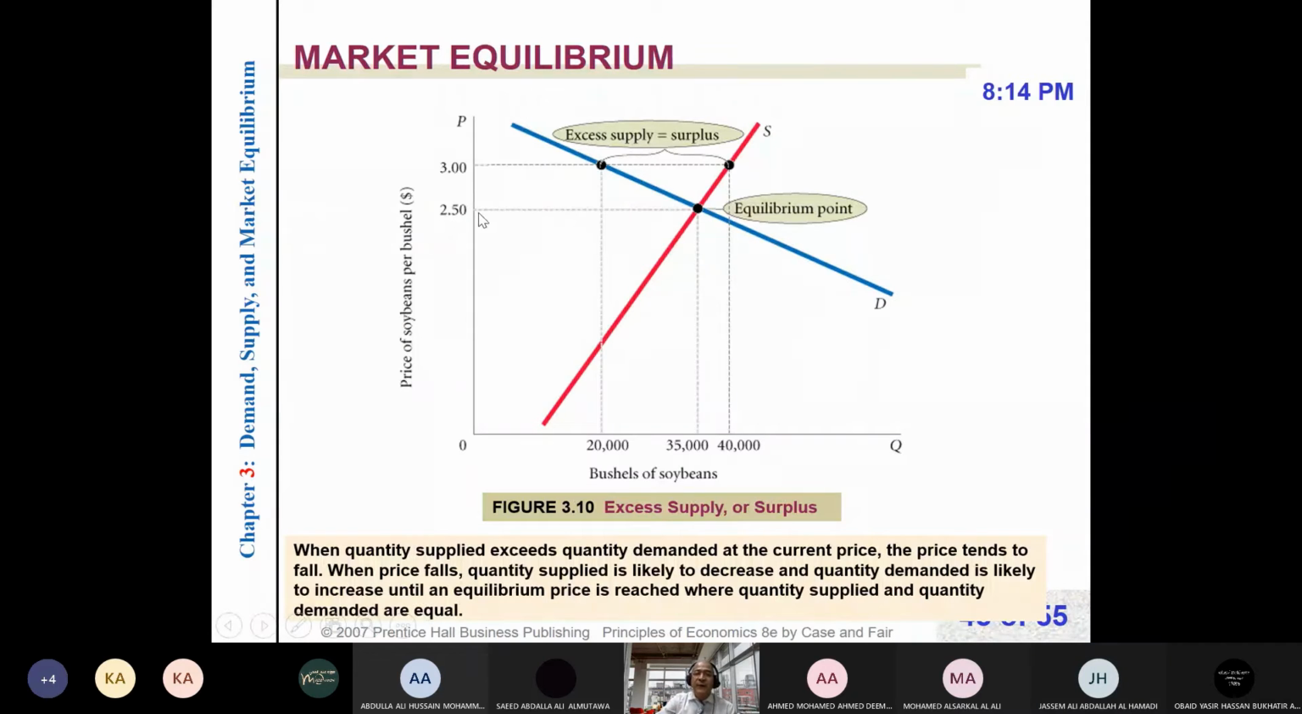So at 250, draw a horizontal line till it intersects the demand curve at this dot. So the quantity demanded is 35. Also the quantity supplied, because this dot is located on the supply curve, equals 35. So this is the equilibrium point. Quantity demanded equals the quantity supplied. So at 250, this is called the equilibrium price. 35,000 is called the equilibrium quantity.